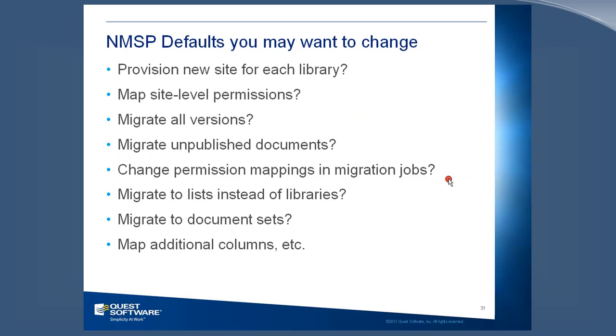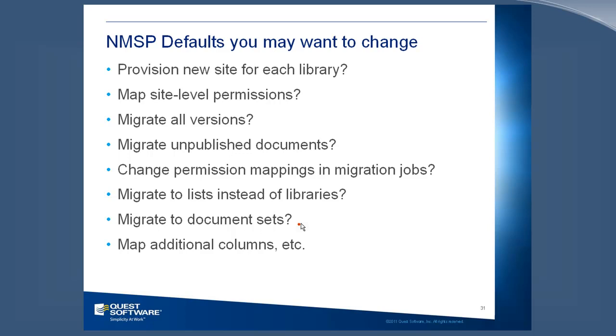You want to change the individual migration jobs, either to change the permissions or to migrate to a list instead of a library in some case, or do you want to do fancy things like migrate to document sets? We actually had a customer a month or two ago where they were migrating a Domino.Doc library that was implementing legal briefs. And basically, each binder in Domino.Doc was a legal case, and they had a master document in that binder, and then they had all the discovery documents in that same binder.